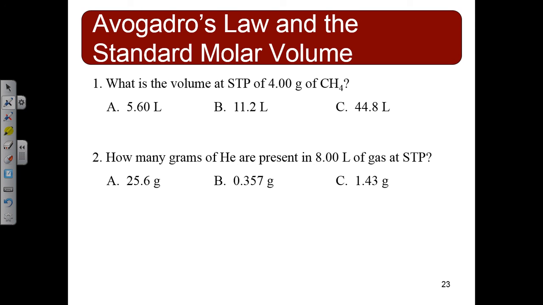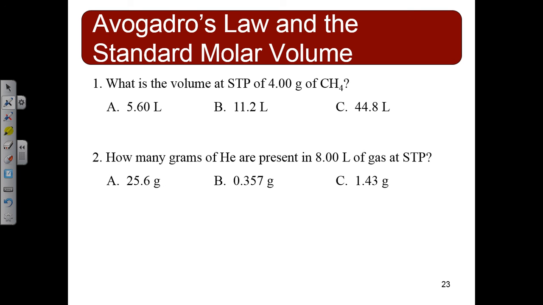He already came up with his plan. He said, well, if I'm given grams, I know I can go to moles, right? And then I know I have a relationship between moles and liters. Okay? All right, so take just a couple minutes, and I want you to try to answer these without us even going over them.